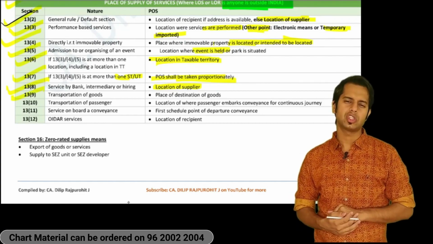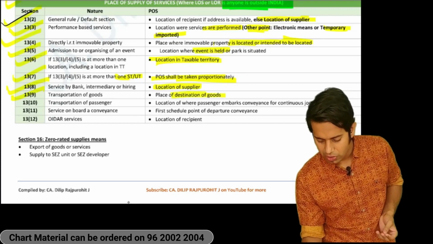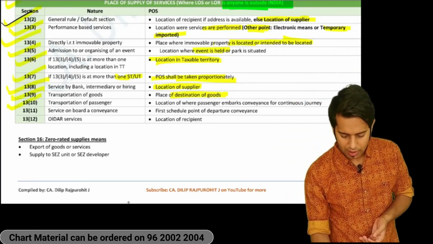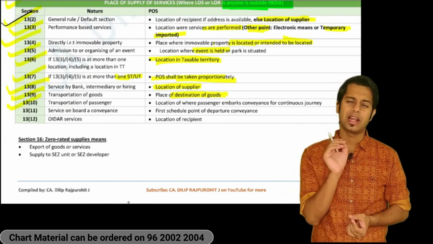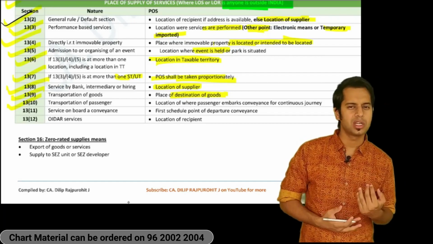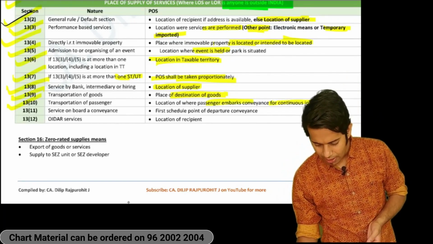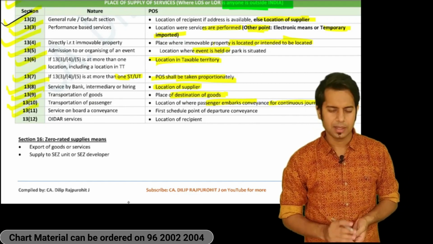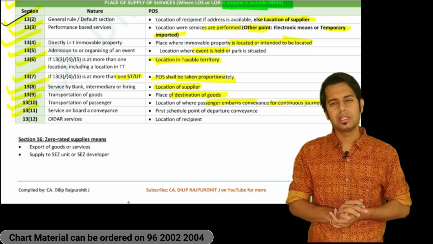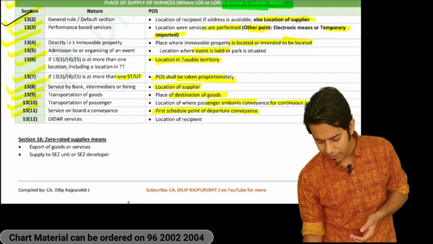Then in case of transportation of goods, sir, the place of destination of goods, wherever the goods are going. In case of transportation of passengers, wherever the passenger is embarking the conveyance for continuous journey, wherever I catch the vehicle for continuous journey. Okay. Section 12, Section 13, Subsection 1, services provided on board a conveyance. When you are on a conveyance, the services are provided at that time. Then the first scheduled point of departure of that conveyance.